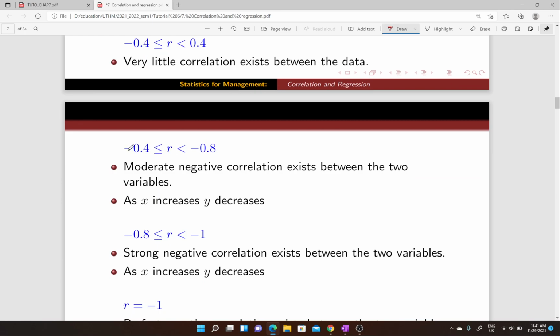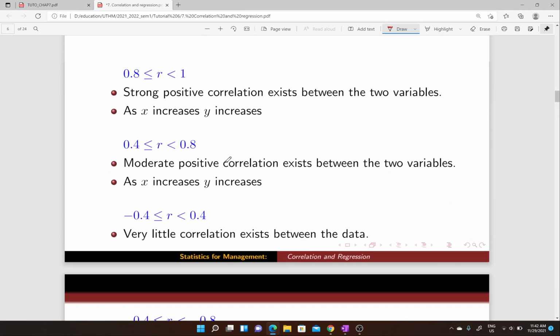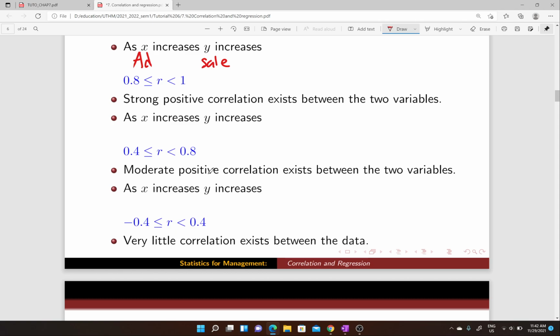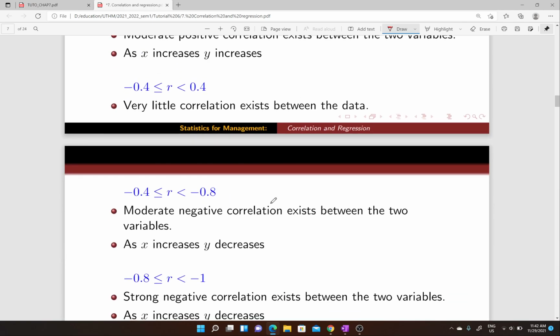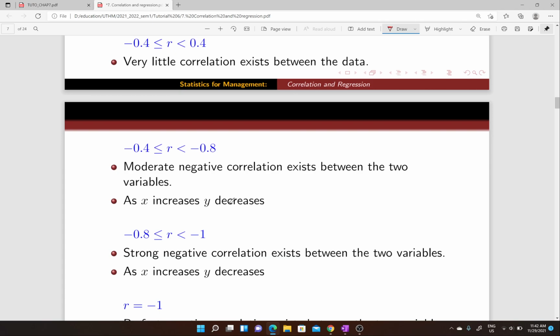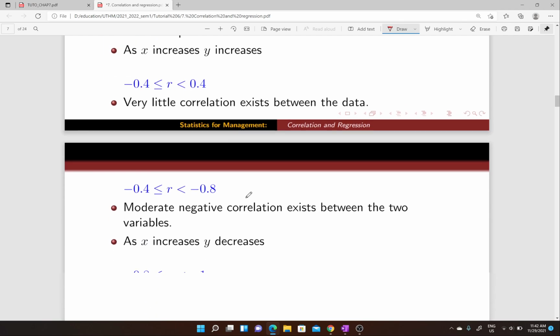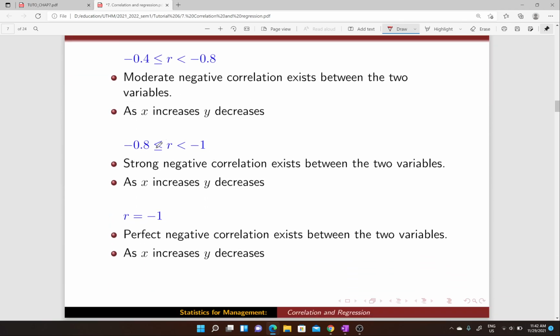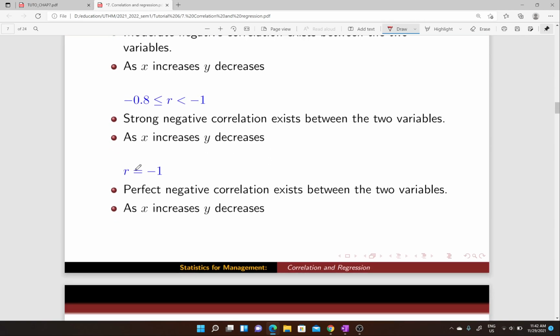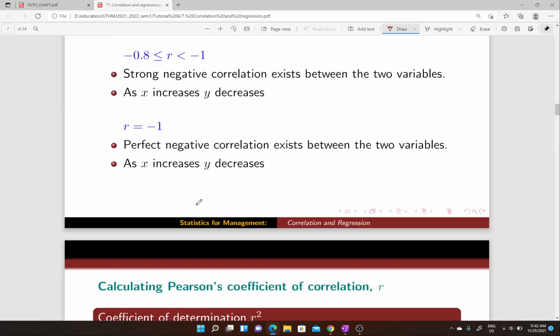If R is between negative 0.4 and negative 0.8, then it is a moderate negative correlation, almost the other way around. Here it is 0.4 to 0.8, isn't it? Moderate positive correlation, and negative means negative correlation. And here, as x increases, y decreases. That is the difference. You have to understand that, take note of that. And if R is between negative 0.8 and negative 1, then it is a strong negative correlation: as x increases, y decreases. If R is equal to negative 1, it is a perfect negative correlation. It is a perfect correlation, just that the type is negative or positive. As x increases, y decreases.